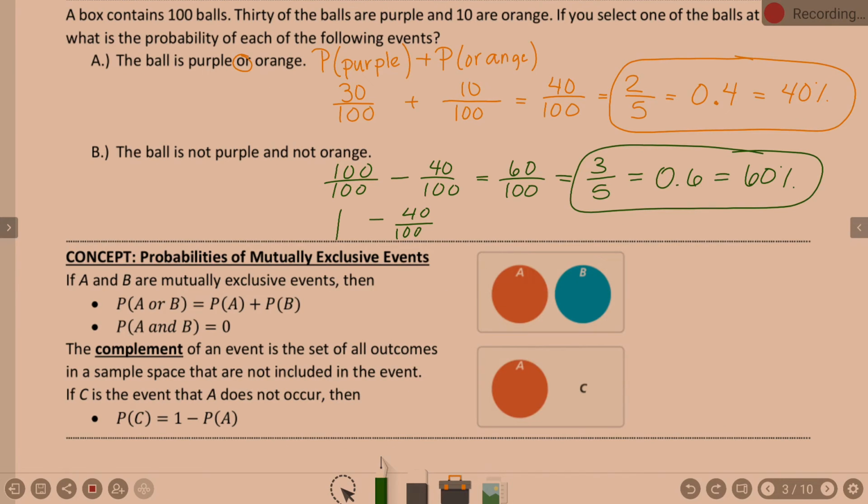And then a vocabulary word real quick before we move on. With the last problem we just did, we just talked about the complement. The complement of an event is a set of all outcomes in a sample space that are not included in the event. So we asked for not purple and orange. That is the complement of purple and orange. Easiest thing to do is to subtract from 1 there. Okay? Not saying it's the only way, just saying it's the easiest way.